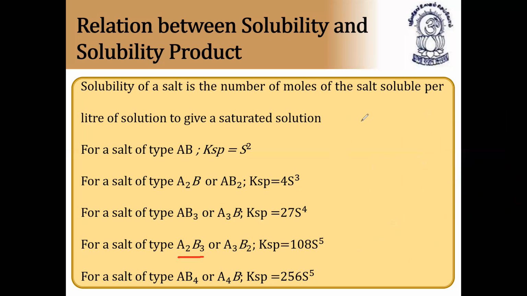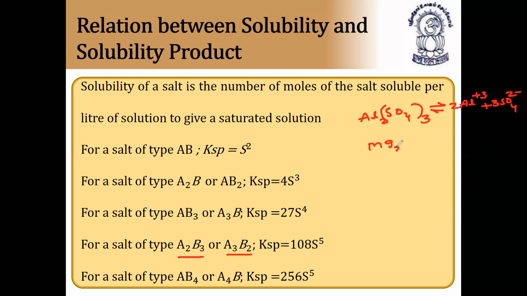A2B3 means, for example, aluminum sulfate. Aluminum sulfate, Al2(SO4)3, dissociates to form 2Al3+ plus 3SO4 2-. So aluminum sulfate is changing to 2Al3+ plus 3SO4 2-. And one more is what? A3B2.